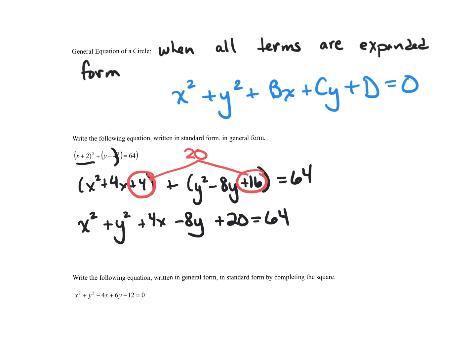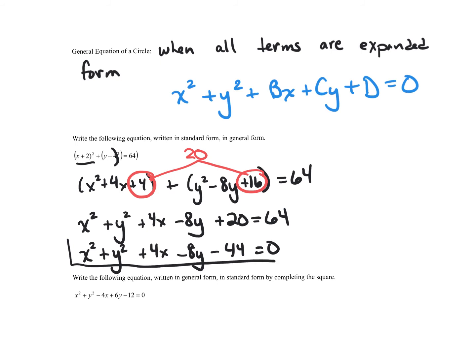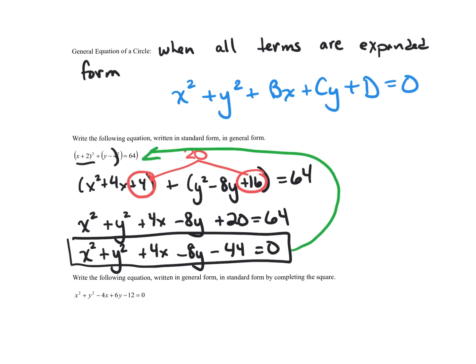So if you want to put it in the kind of normal form, what we're going to do is just move that 64 over. So x squared plus y squared plus 4x minus 8y minus 44 equals 0. So that's general form. That's fine, but we would prefer it to be in standard form. So we did this, we went from standard to general, just to show you that we will eventually want to go from general back to standard. So I'm going to want to start here and go back to here, okay?